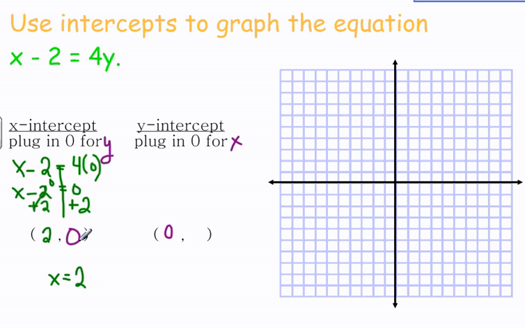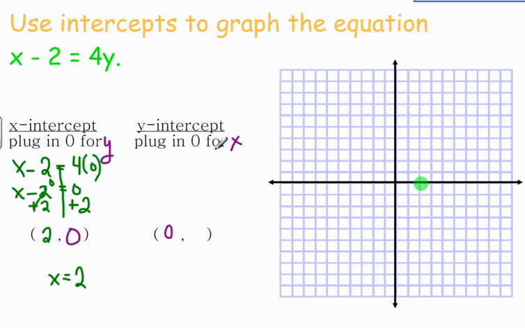(2, 0). Let me go over here to my graph. Let me grab a bigger pen, and I'll go to x equals 2. That's my x-intercept that I just figured out. Let's try that with a different color over here for a y-intercept.